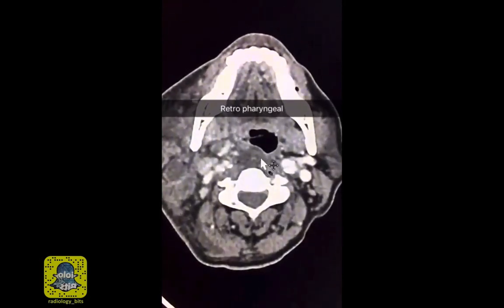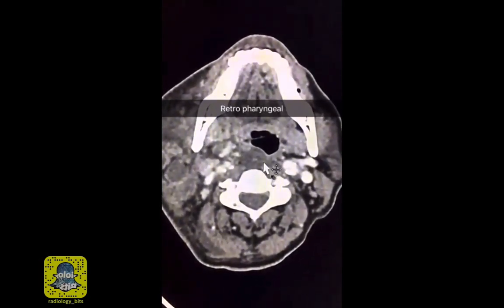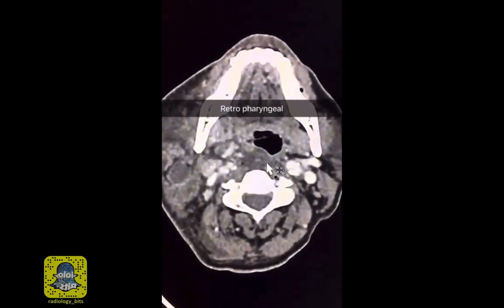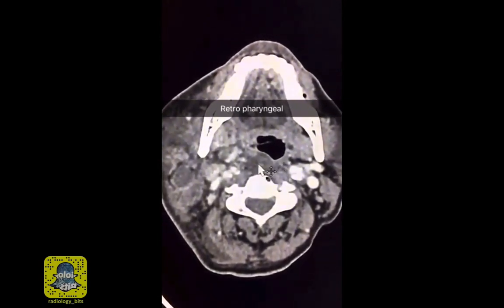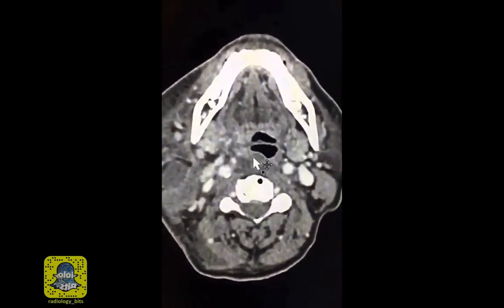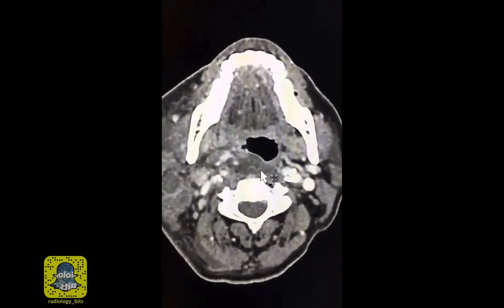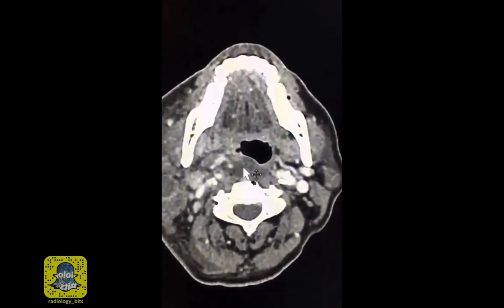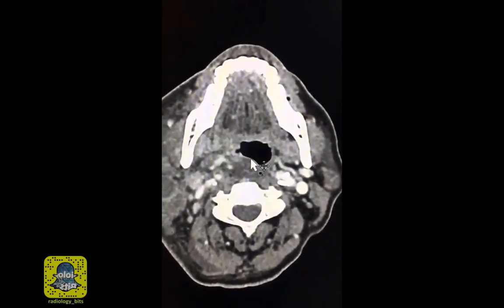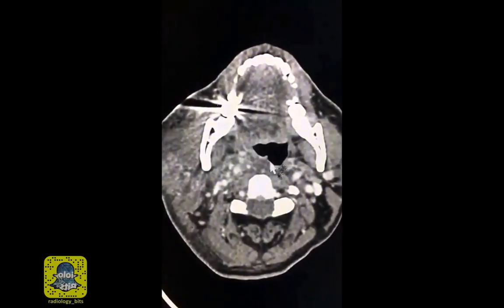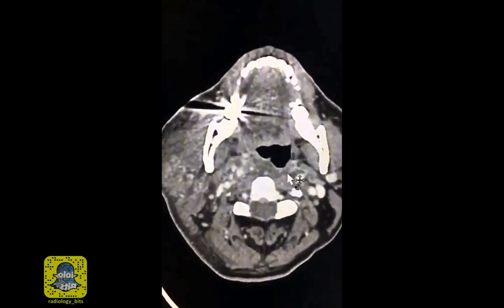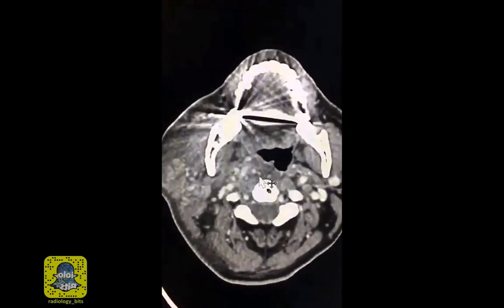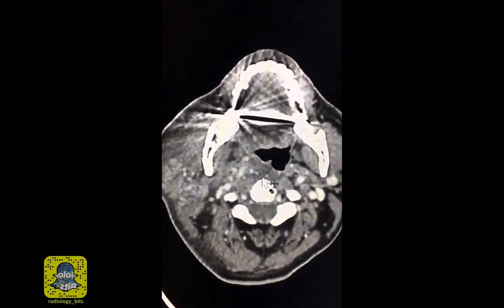And there is fullness in this space, and this important space is called the retropharyngeal space, the space behind the pharynx. Now this low-density fullness tells us that the inflammation is extending into that area, but you don't have a well-defined enhancing rim to suggest abscess. This lateral aspect of the airway could simply be called the tonsillar fossa, so the tonsillar fossa is full.